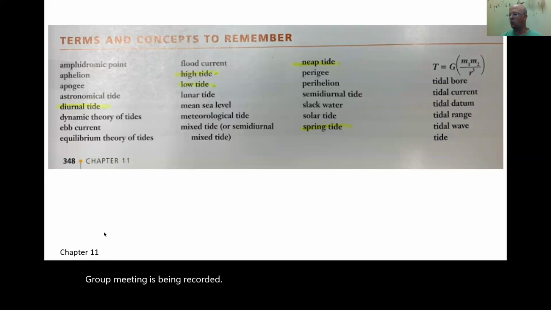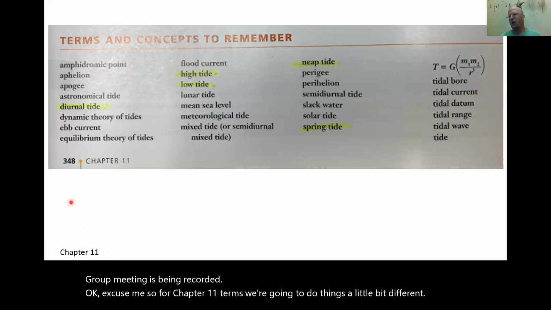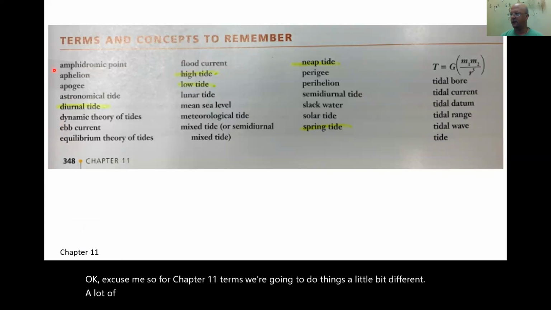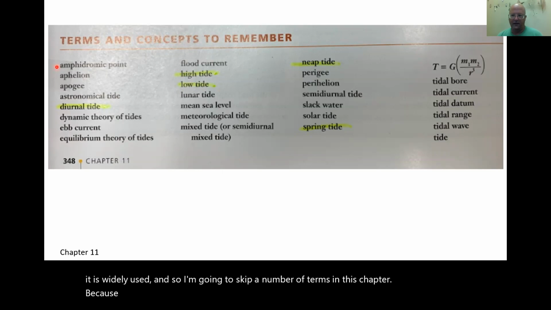Okay, so for chapter 11 terms, we're going to do things a little bit different. There's a lot of very complicated terminology in this particular chapter, and to be honest, not a lot of it is widely used. So I'm going to skip a number of terms in this chapter because they're not something that even marine scientists use very much. They're useful for understanding concepts.